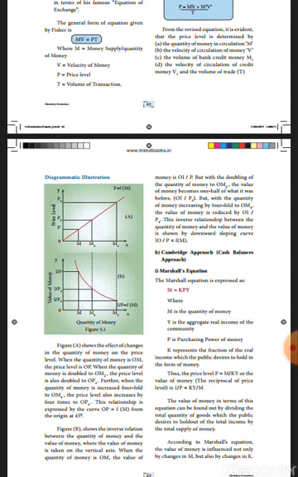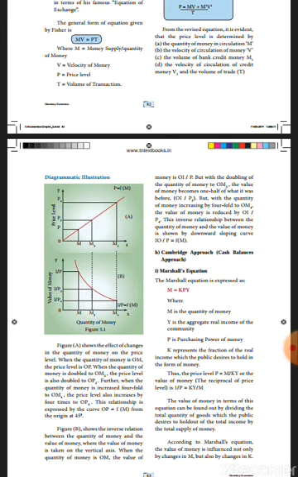Now you refer to the diagram. What is given on the x-axis? Quantity of money is given on the x-axis in both diagrams. In diagram A, the y-axis refers to price level, and in diagram B, the y-axis refers to value of money. Now we are going to see the explanation. Quantity of money OM on the x-axis, and price level OP on the y-axis.